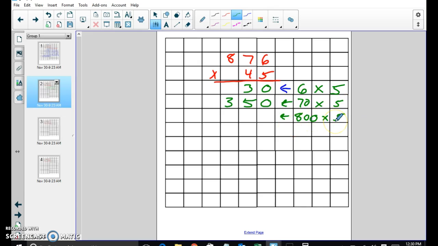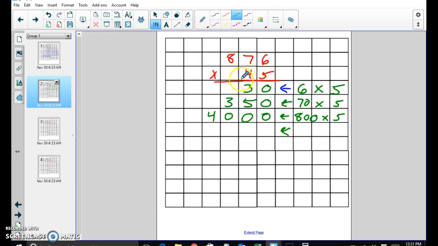8 times 5 is 40, which has a 0, so don't let that fool you. So now we're looking at 40 with 2 zeros. I'm getting the 2 zeros from right here, the placeholders. And then 8 times 5 is 40. Okay, 8 times 5 is 40.